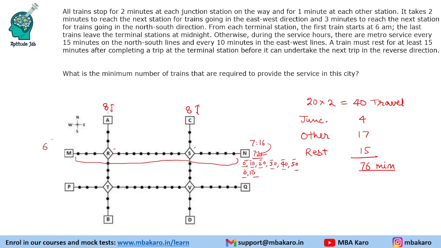So 8 trains from M to N and 8 trains from N to M. So a total of 16 trains in this route, and similarly 16 trains from P to Q. So we need a total of 16 plus 16 plus 16, a total of 48 trains. So this was the solution to the set and the answers to the questions.